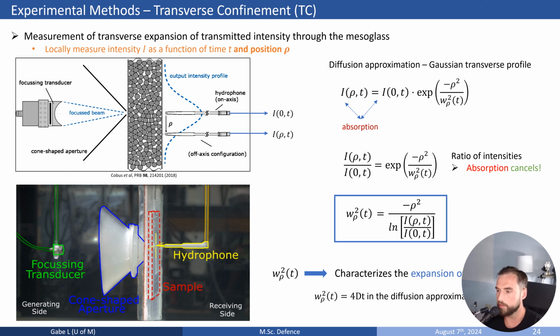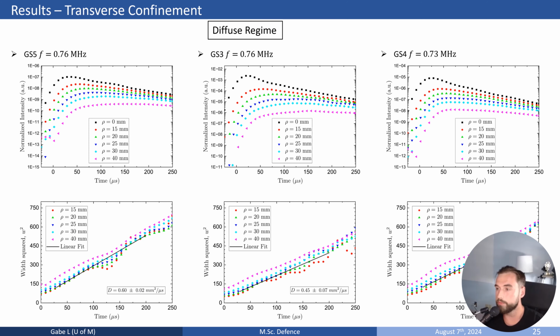And here on the bottom left is a picture of the experimental configuration inside of the water tank. Here are the results from the TC experiment. In the diffuse regime, we see a linear behavior. In the top row, we see the times of flight. And then in the bottom row, we see the width squareds of the diffuse halo. Each column represents a different sample.